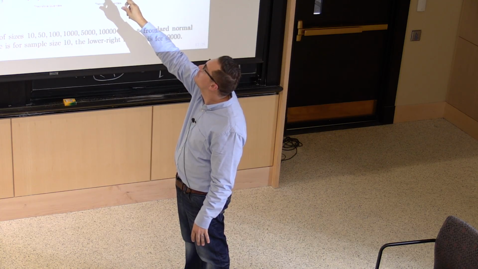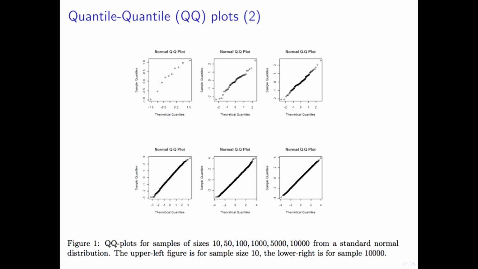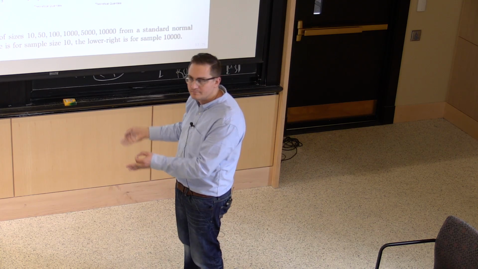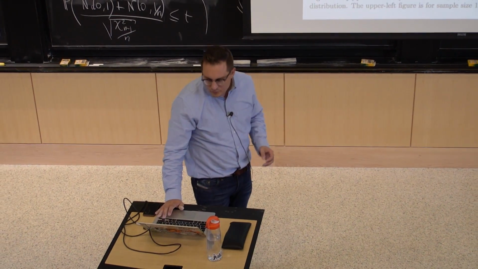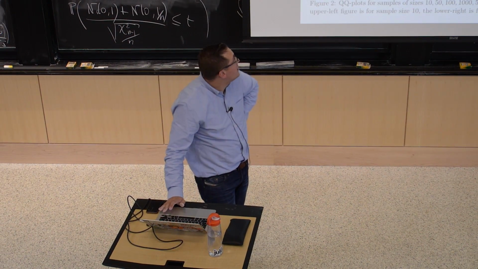1, 2, 3, 4, 5, 6, 7, 8, 9, 10 dots. So I have 10 observations, you will see 10 dots. I have 50 observations, you will see 50 dots. Remember, because there are 1 over n, 2 over n, 3 over n, all the way to n over n. I didn't tell you the last one. OK, so this is when things go well, and this is when things should not go well.